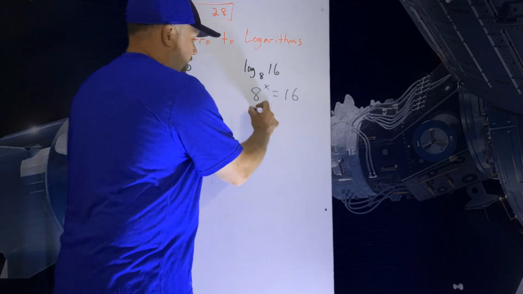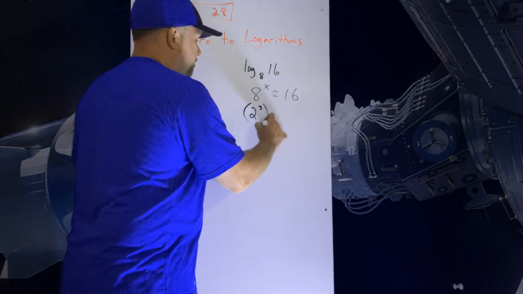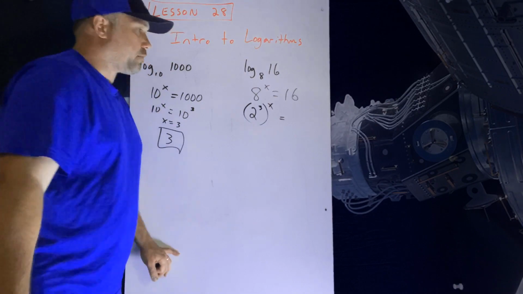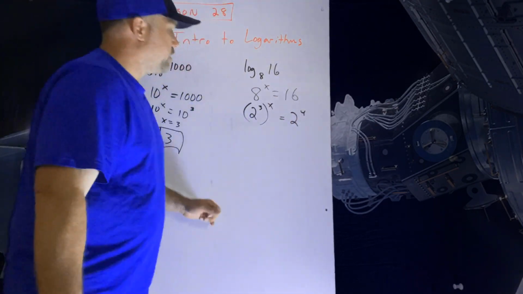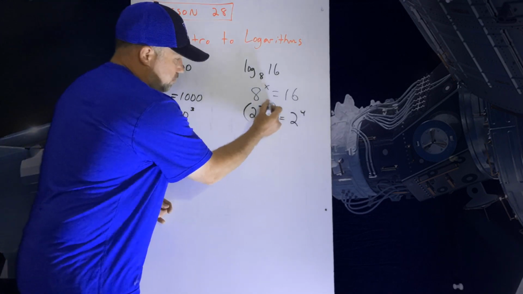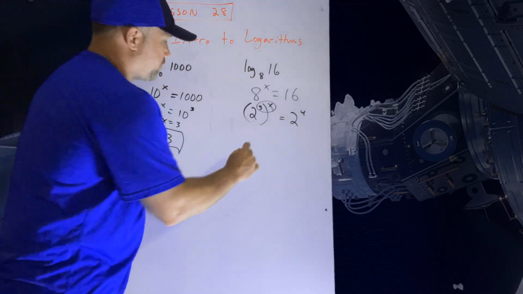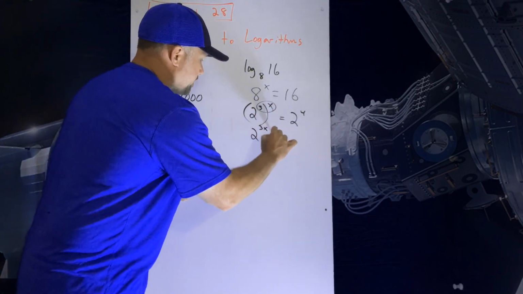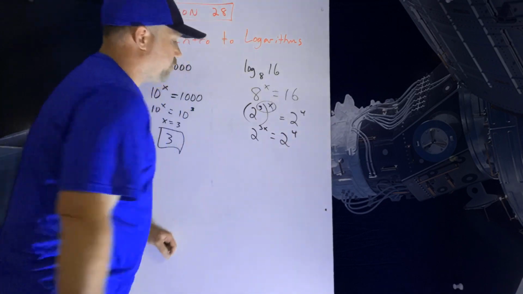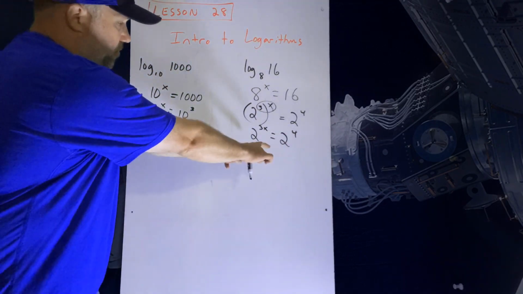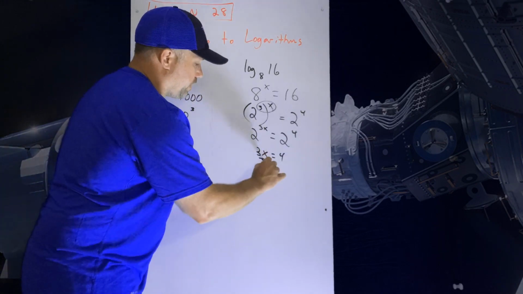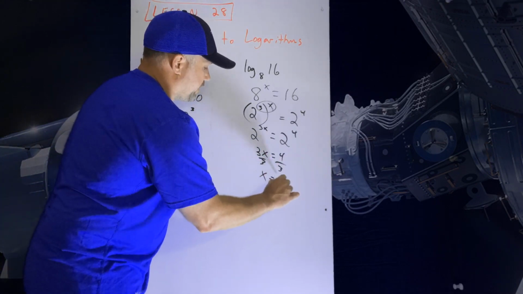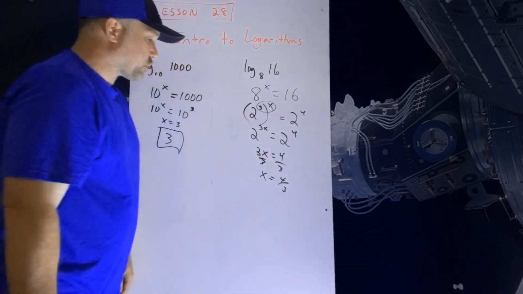8 can be written as 2 to the third, and that's still to the x power. 16 can be written as 2 to the fourth. Remember your rules here. When you have a power raised to a power, you multiply. So that's going to be 2 to the 3x equals 2 to the fourth. Bases are the same, so 3x equals 4. Divide both sides by 3, and I get 4/3.